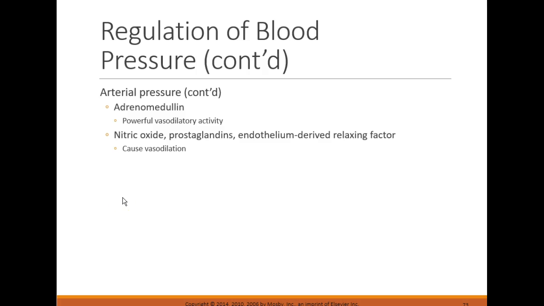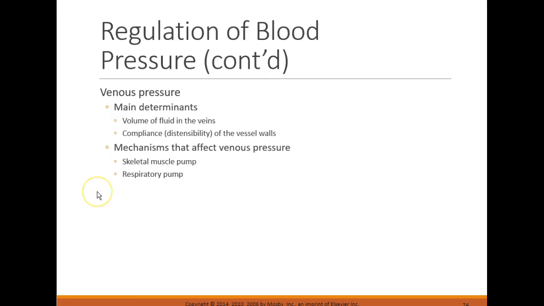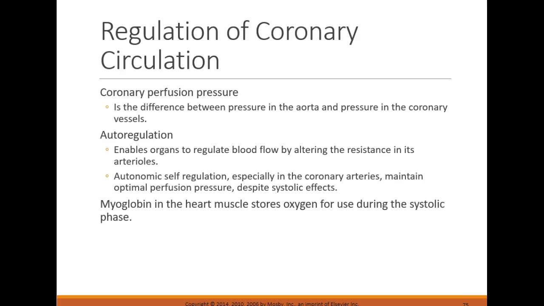Nitric oxide causes vasodilation. We will give inhaled nitric oxide sometimes to do exactly that if we have pulmonary hypertension. It's basically what we talked about before as far as the skeletal muscle acting to help blood return.